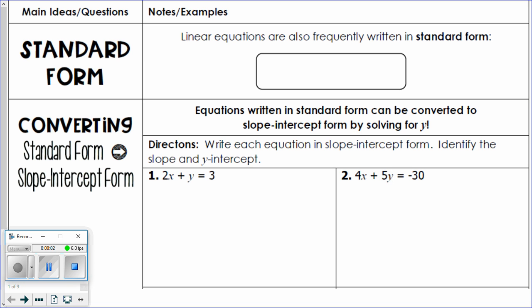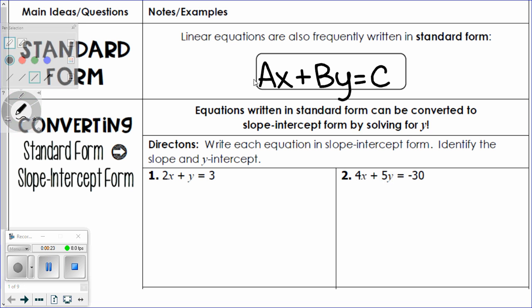Linear equations are frequently written in standard form, which is ax plus by equals c. Equations written in standard form can be converted to slope-intercept form by solving for y. So that's what we're going to do on this worksheet today: we're going to solve for y.